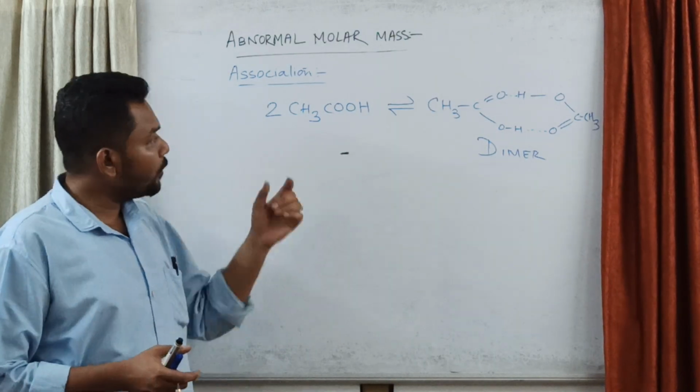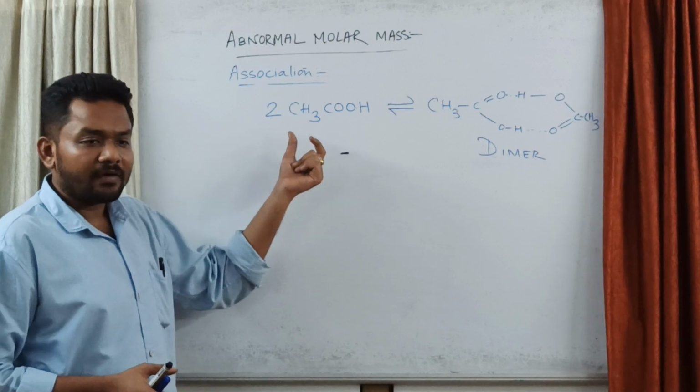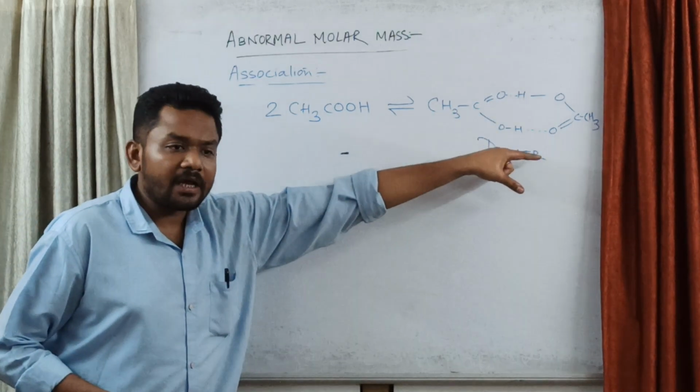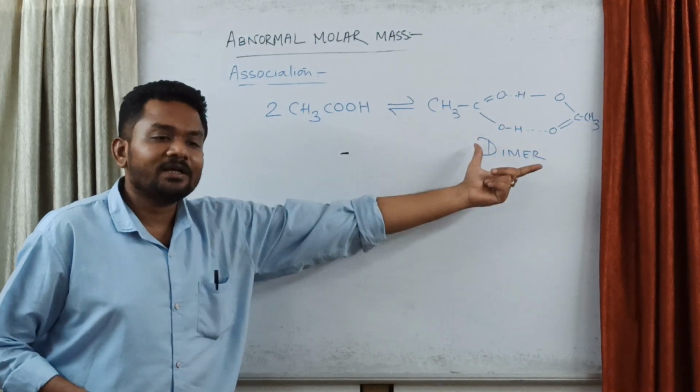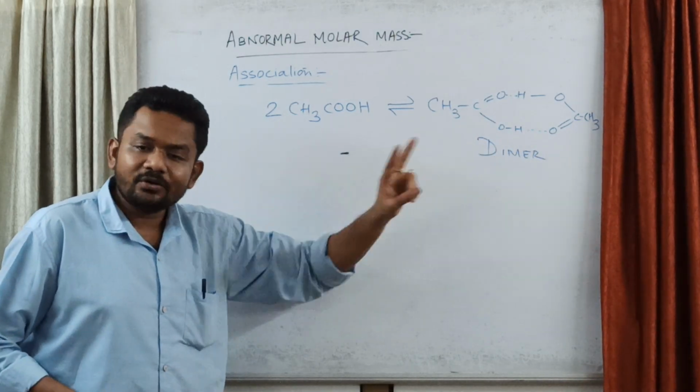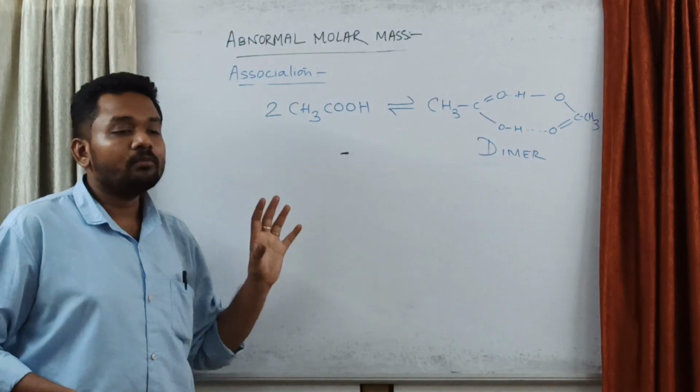But two acetic acids in your solution combine via hydrogen bonding. This is hydrogen bonding. You can see via hydrogen bonding they will dimerize and form a single molecule, something like this. So you are thinking about only one acetic acid, but how many acetic acids are there? Two. So that is abnormal molar mass.